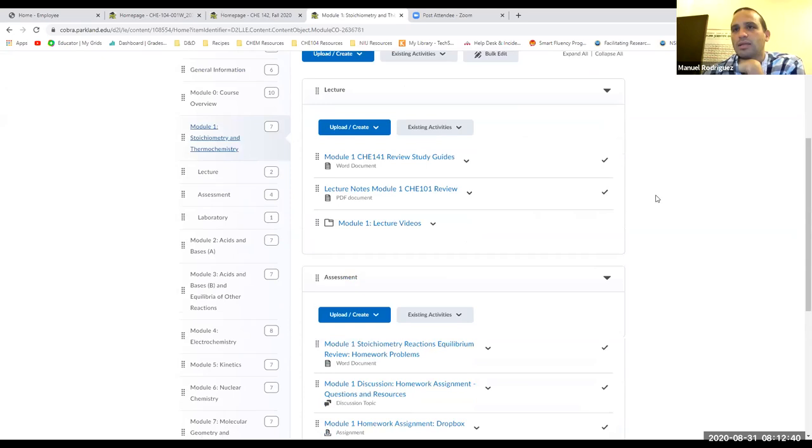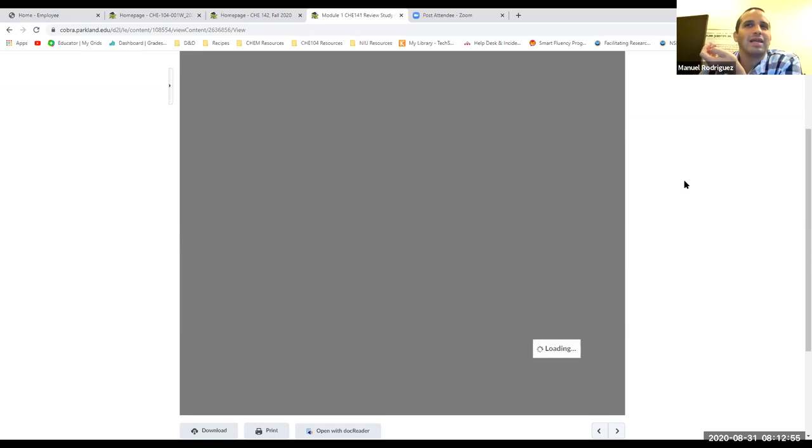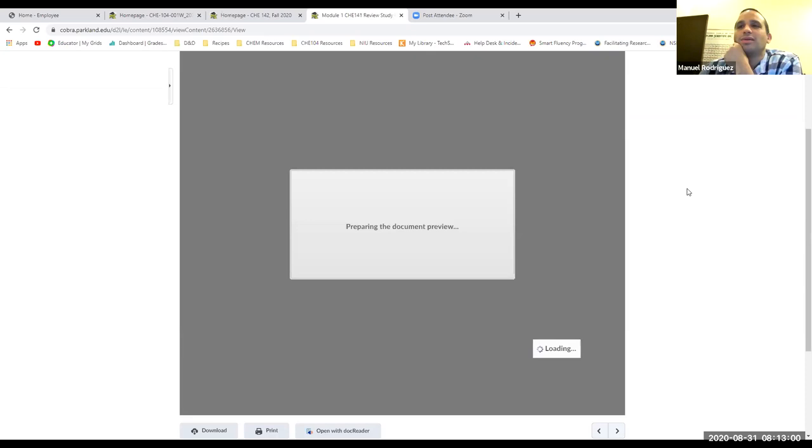For lecture, you've got some study guides. Study guides are basically the objectives, or the things you need to know for each module. There are no points associated with this. You download them. They're normally between 6 to 10 objectives. My computer's been slow, so sorry.